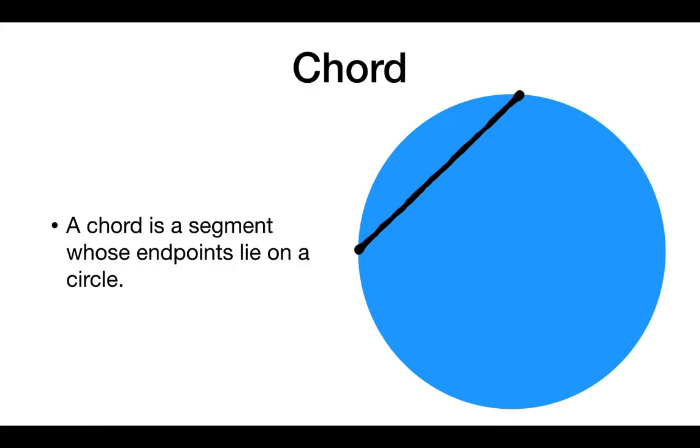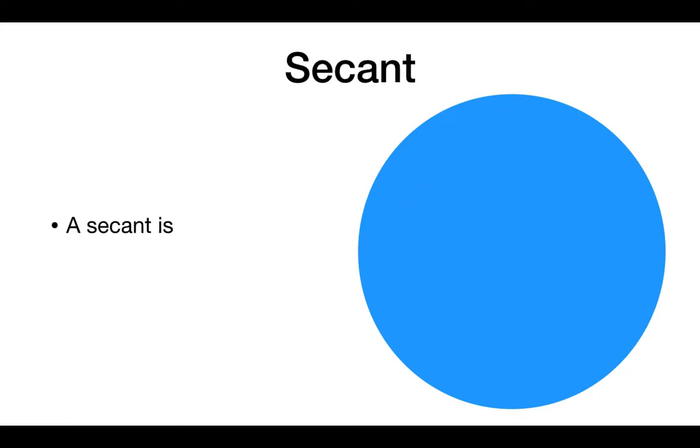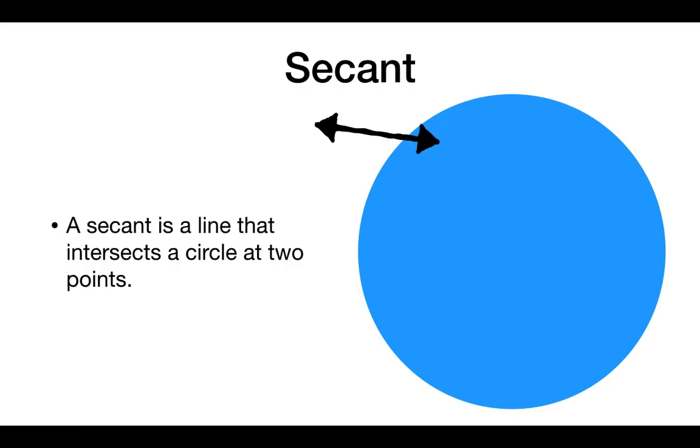Now let's talk about our next word, which is secant. Now a secant is a line that intersects a circle at 2 points. So you might be like, Mr. Peacock, isn't that basically just a chord that keeps going? And the answer is yes. It is a chord that keeps going. It's a line that contains the line segment that would be a chord.